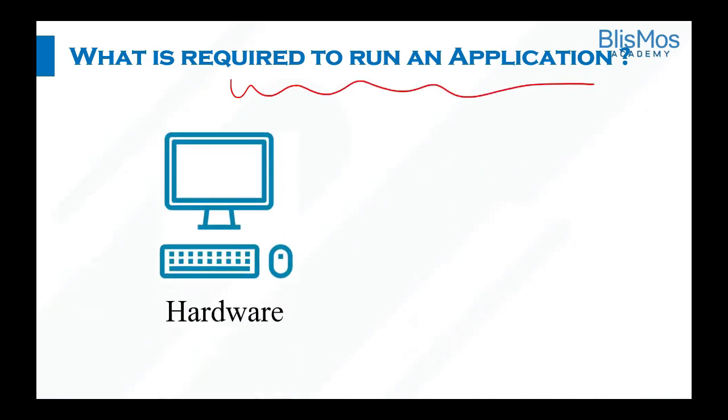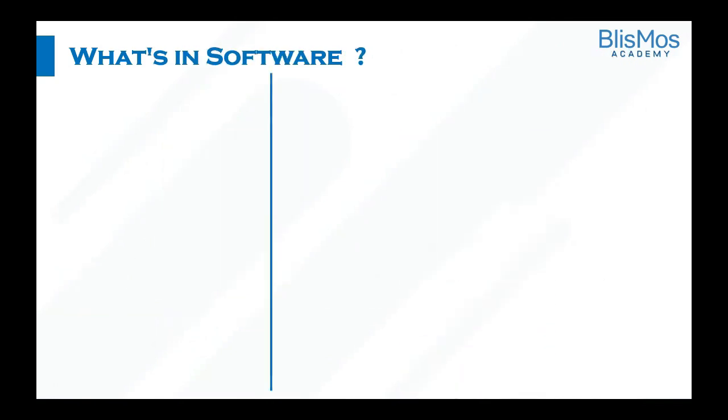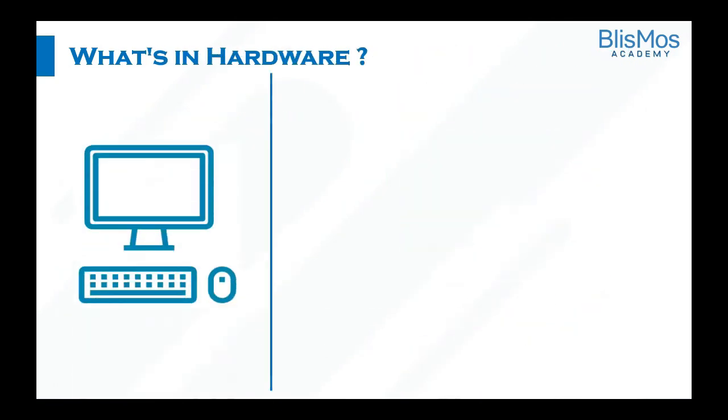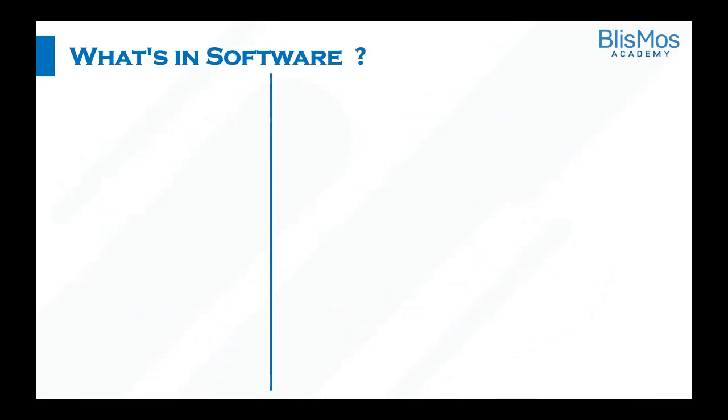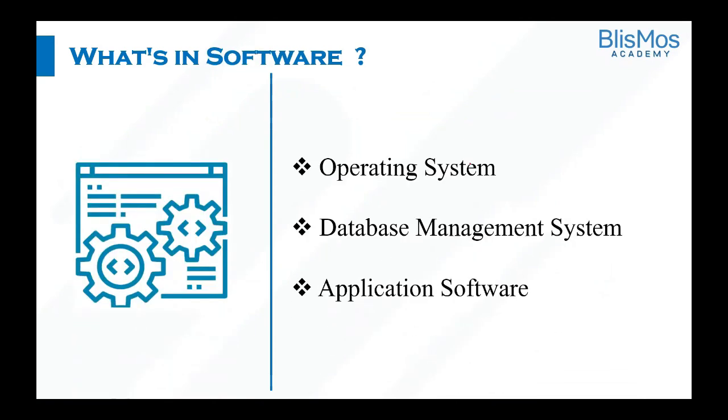Simple answer would be you need a hardware. You also need a software. When we say hardware, we are talking about storage, memory, processor. We do need both, but I'm focusing on the very important aspects of the hardware. When we say software, we are talking about an operating system, we are talking about a database management system, we're talking about application software. So any application would need hardware and software to run.